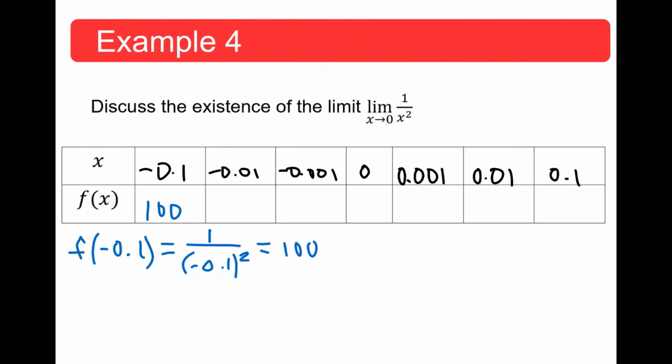So for negative 0.1 we get 100. For negative 0.01 we get 10,000. And for negative 0.001 we get 1 million.